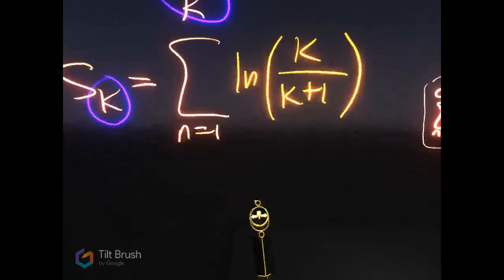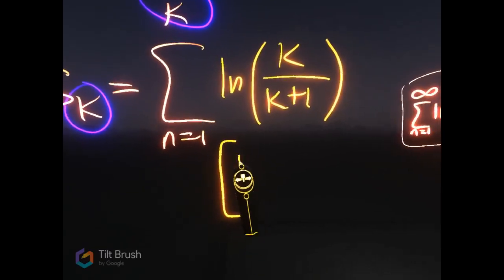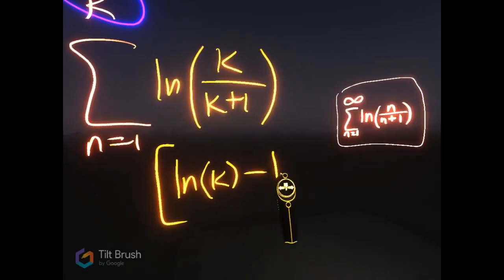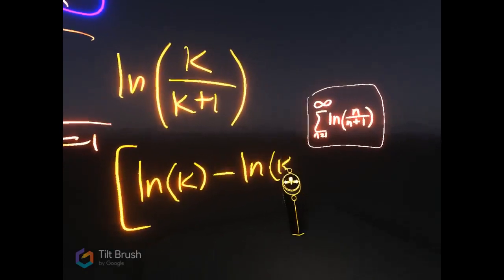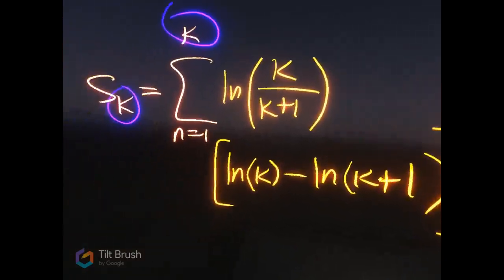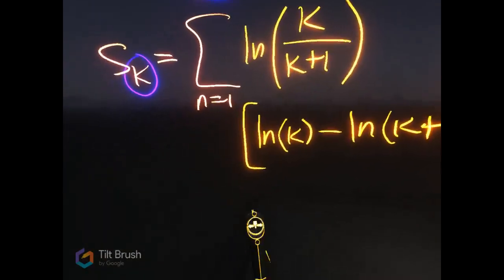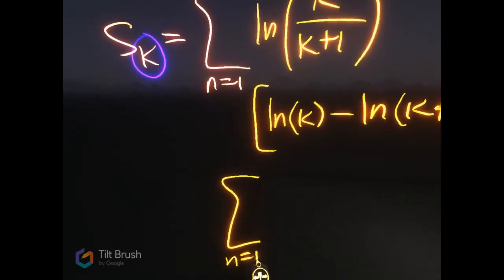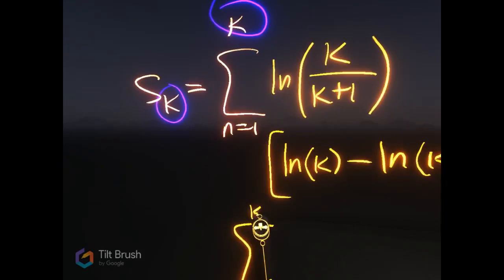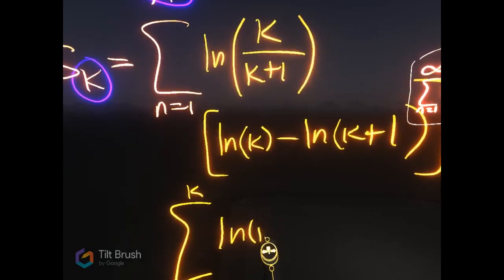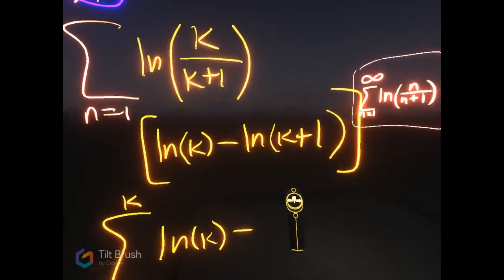Right? So the first thing we want to do is call this ln of k minus ln of k plus 1, right? And then write it as two sums. Because the whole point is that we're only changing one of the sums, like reindexing one of the sums, right?